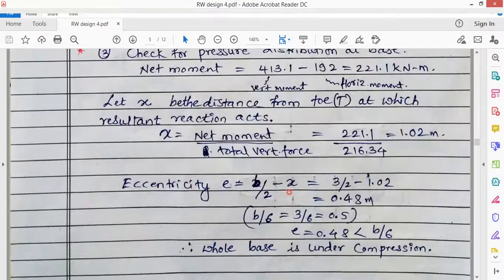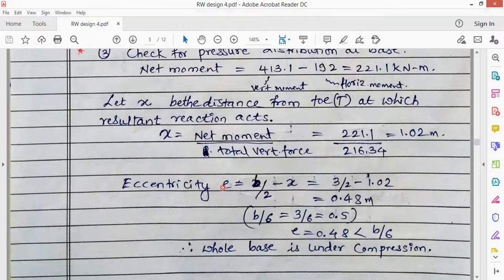The eccentricity is the distance measured from b by 2. The total width of the slab will be divided into two parts, b by 2 and b by 2, and this x will be b by 2 plus eccentricity. It is b by 2 is equal to e plus this x value. One half side will be b by 2, and the remaining half side will be this x distance, which will be measured from the extreme toe point till the resultant force, and then the eccentricity. So b by 2 is equal to e plus x.